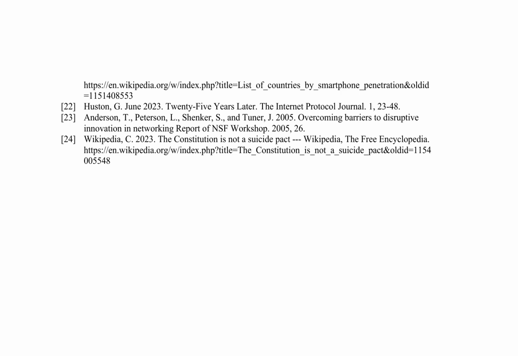They also reference papers on the challenges of deploying new technologies, such as IP multicast, and the need for disruptive innovation in networking. Furthermore, the authors draw attention to the growth of mobile users worldwide, with a forecast of increasing smartphone penetration globally. They cite Statista's forecast of mobile users from 2020 to 2025 and Wikipedia's list of countries by smartphone penetration. The paper concludes by referencing Geoff Huston's article, 25 Years Later, and a Wikipedia entry on "The Constitution is not a suicide pact." The authors seem to emphasize the need for responsible innovation and acknowledgement of the potential consequences of emerging technologies, drawing parallels with the importance of responsible governance.